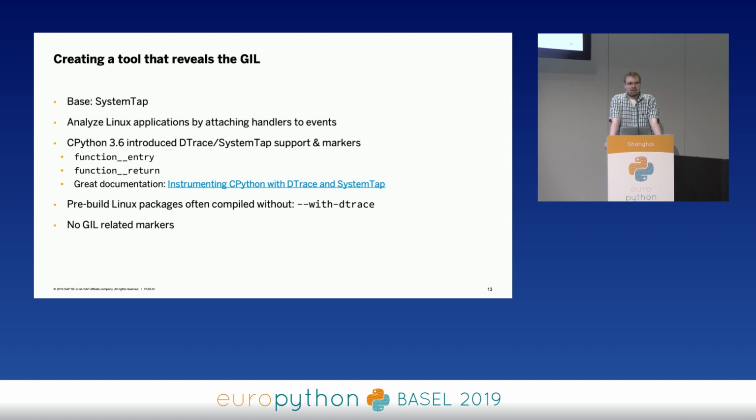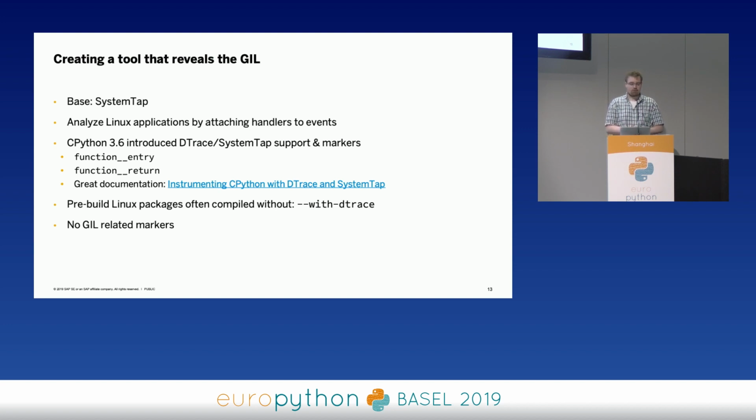For that, we can use an existing framework, SystemTap, which is available on Linux machines. It allows you to analyze applications by attaching event handlers to certain events which are emitted by applications or by the Linux kernel itself. Then you can do certain calculations within these event handlers and print out the measured times, for example. The nice thing: CPython 3.6 introduced support for SystemTap and dtrace, and there are already some markers, some event emitters, which you can use to analyze your Python application with SystemTap.